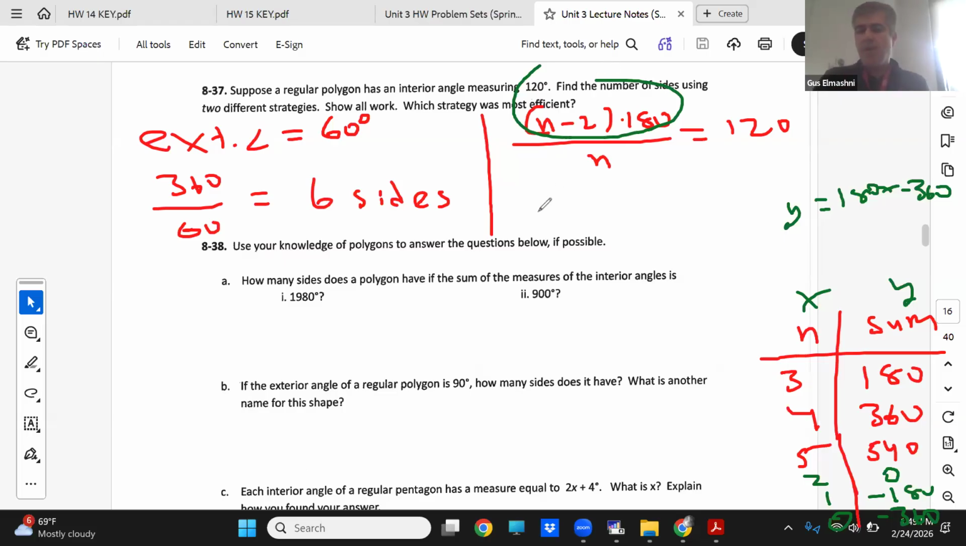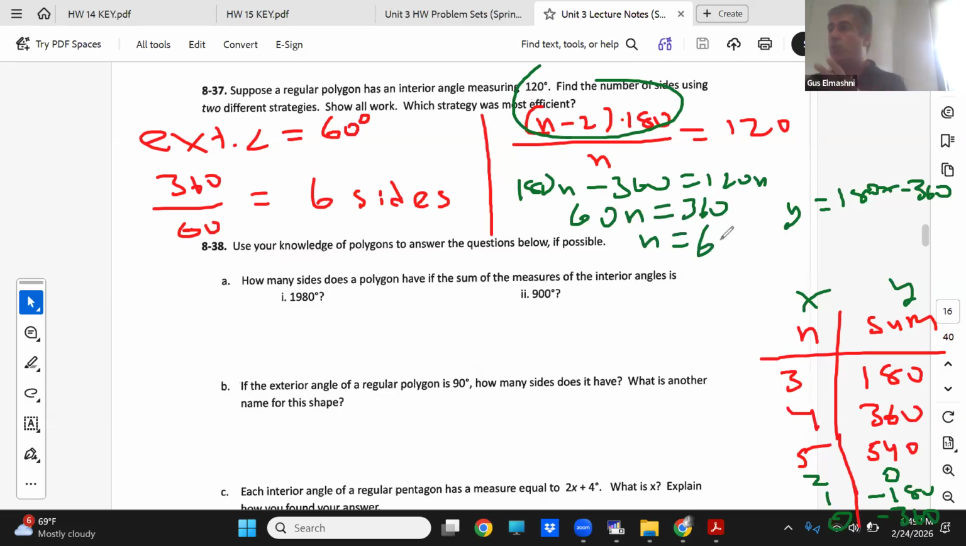Now, if I solve it, it's not hard. That's 180n minus 360 equals 120n. And then move things around. 60n equals 360, n is 6. So those are 2 ways you can do it. Doesn't matter to me which approach you take. Whatever you're comfortable with is good for me.